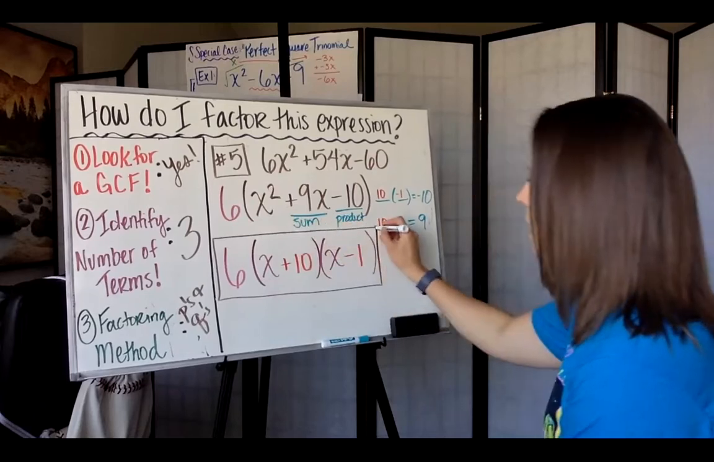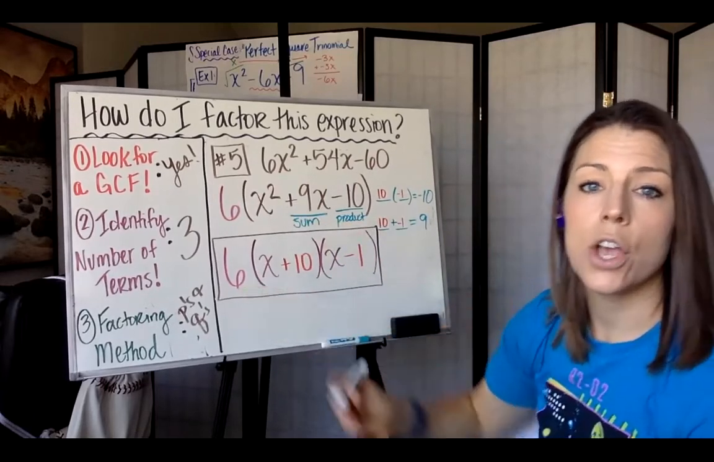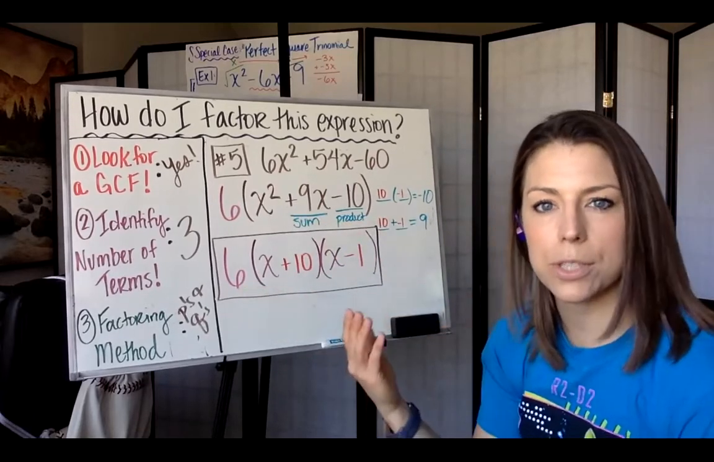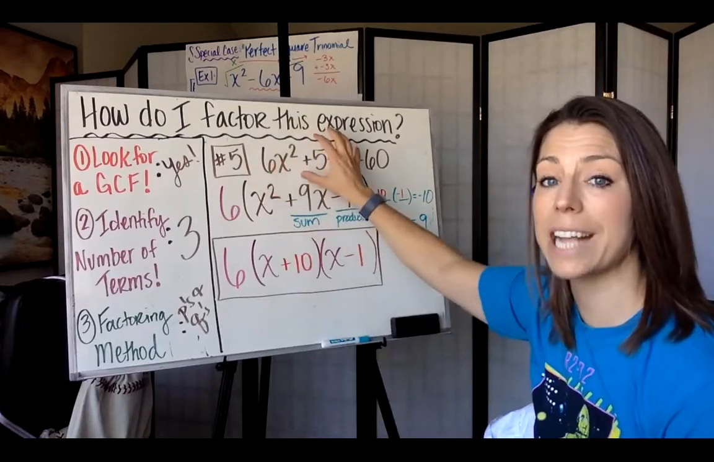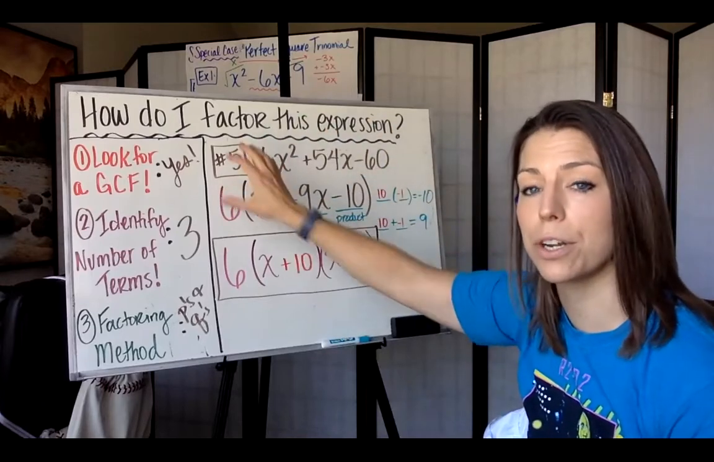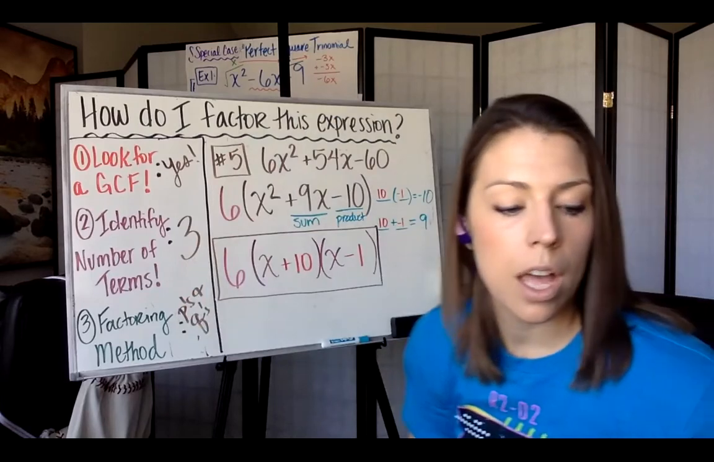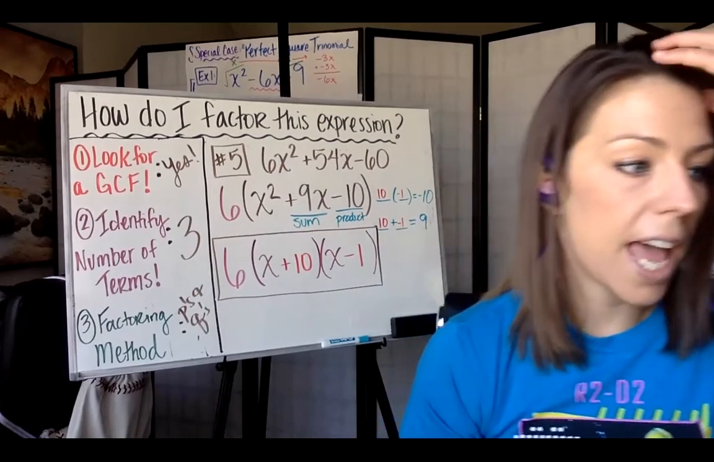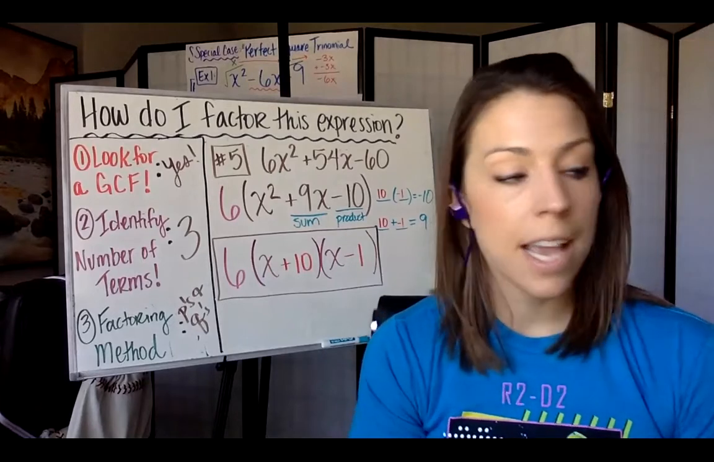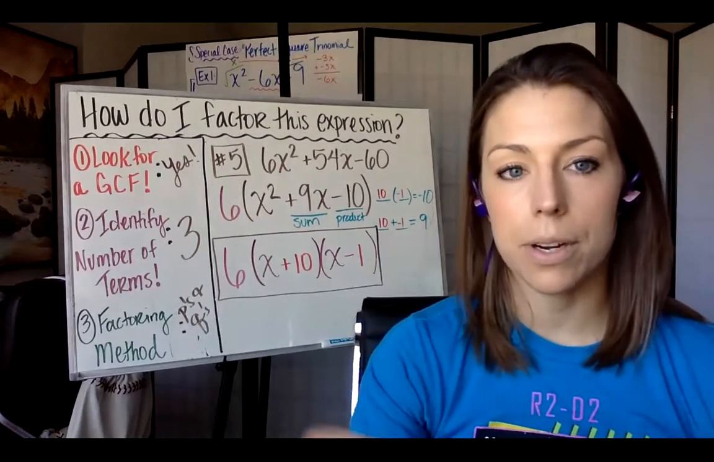Most common mistake here is to forget the 6. You have to keep in mind what your original expression was. My original expression had 6 as a factor of all 3 terms, which means my answer has to have 6 as that factor as well. Now that you've seen number 5, go ahead and try number 6, and then we're going to go on to number 7.